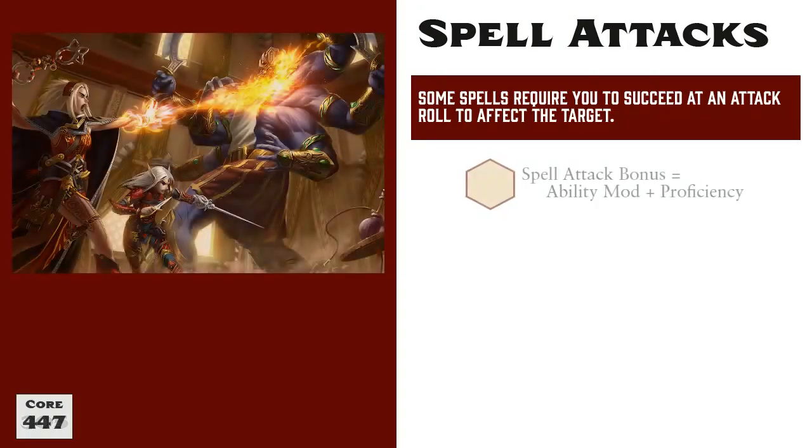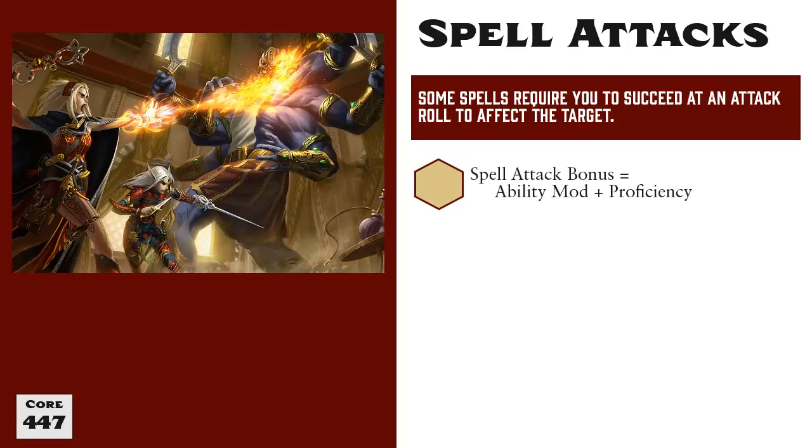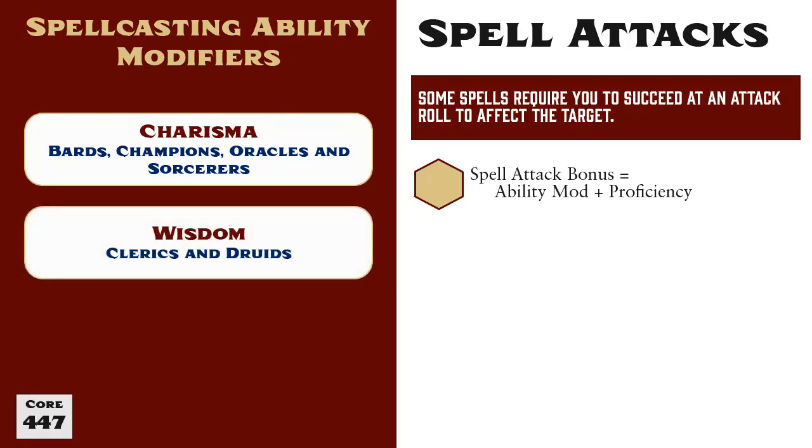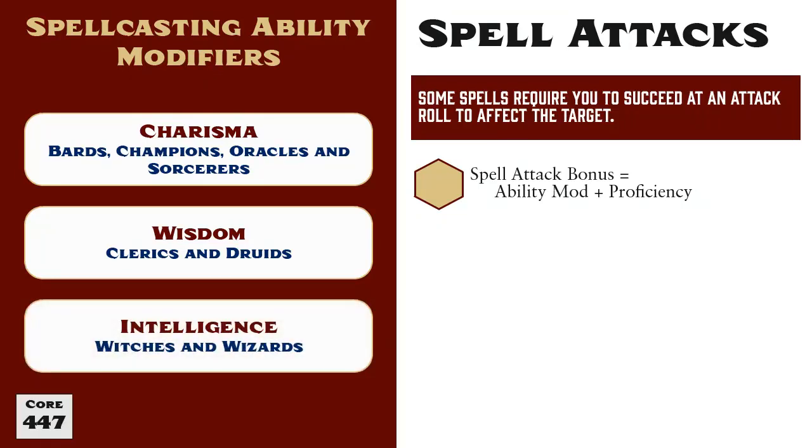When making a spell attack roll, your modifier is equal to your spellcasting ability modifier plus your spellcasting proficiency bonus. The ability modifier that is used depends on how you gain access to the spell you're casting. If your class granted the ability to cast the spell, then you use that class's spellcasting ability modifier, which is often, but not always, the same as the class's key ability modifier. Bards, champions, oracles, and sorcerers use charisma. Clerics and druids use wisdom, and witches and wizards use intelligence.